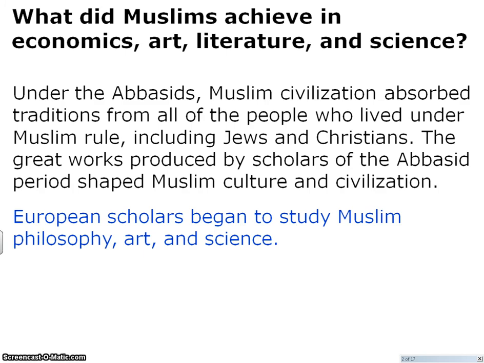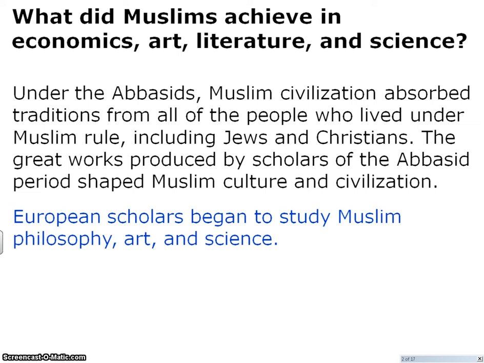So make sure that you have your graphic organizer that we did in class, the Venn diagram filled in, and the homework that we did, or the book work that you did when I was away at my conference. So, what did Muslims achieve in economics, art, literature, and science?